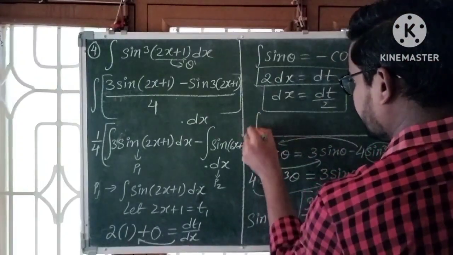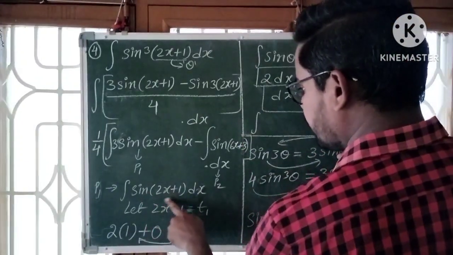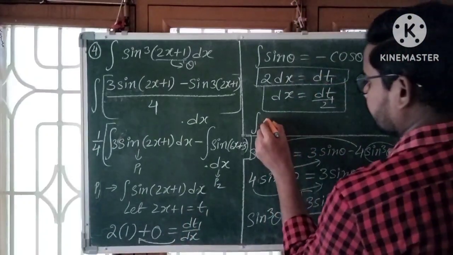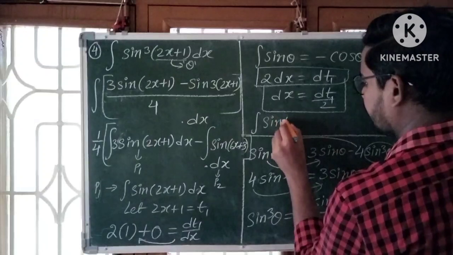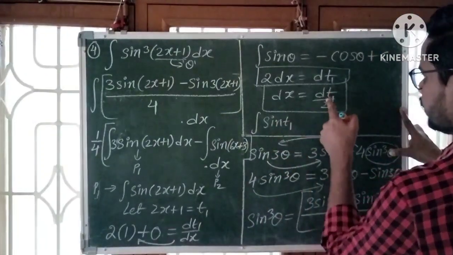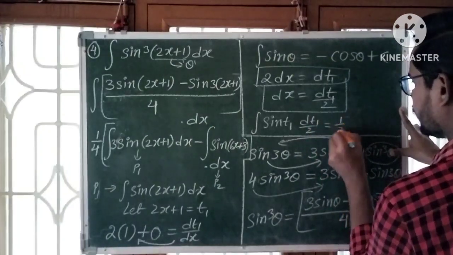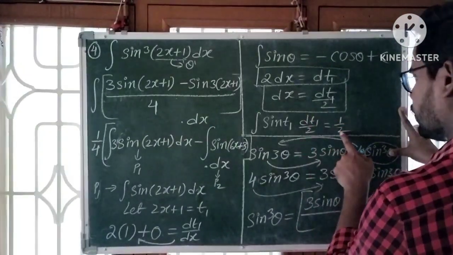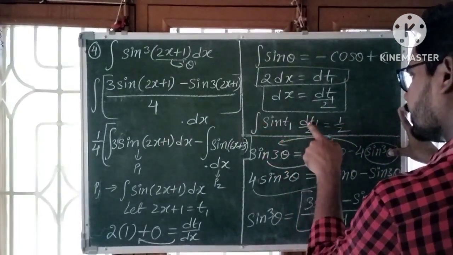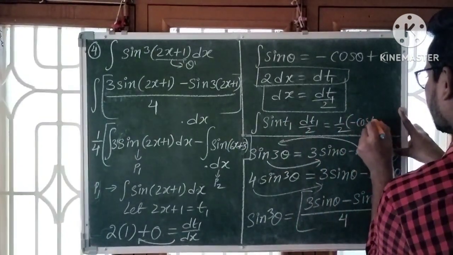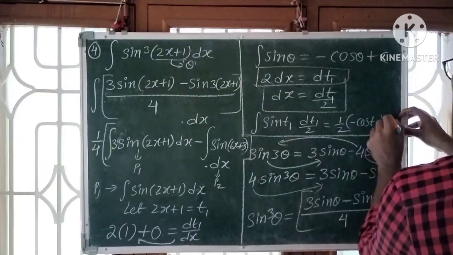Now, what is the integral of sine of 2x plus 1? Let t1 equal 2x plus 1. Then sine t1 dx is equal to dt1 by 2, so 1/2 is a constant. So we need the integral of sine t1 dt1, which is minus cos t1, plus some constant c.